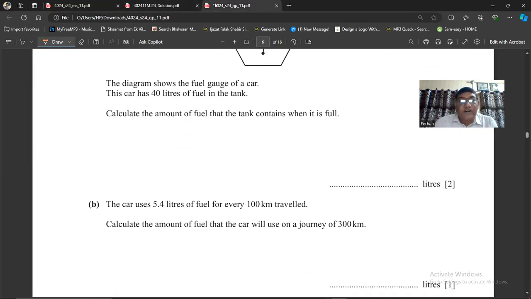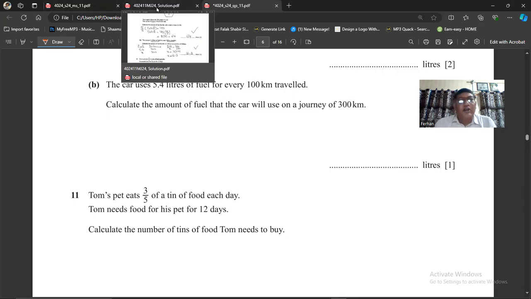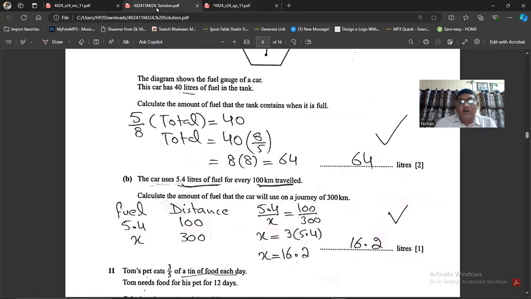So let's go to the B part. In question number 10, B part, the car uses 5.4 liters of fuel for every 100 kilometers traveled. Calculate the amount of fuel that the car will use on a journey of 300 kilometers. So I am going to solve it with the help of the proportion. The fuel and the distance traveled are directly proportional to each other. So I will write fuel, I will write distance traveled, 5.4 liters required, covers 100 kilometers. So how much fuel is needed for 300 kilometers?